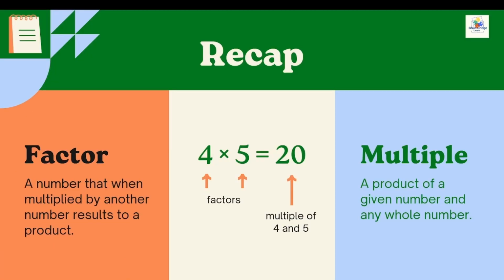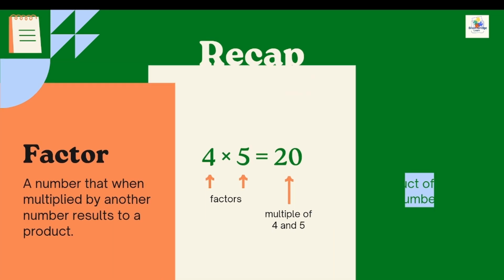Next, we have a recap of all the things we have learned until now. First, we have factors. A factor is a number that when multiplied by another number results in a product. Same with multiple, a multiple is a product of a given number and any whole number. An example is 4 times 5 equals 20. So 4 and 5 are the factors of 20 and 20 is the multiple of 4 and 5.